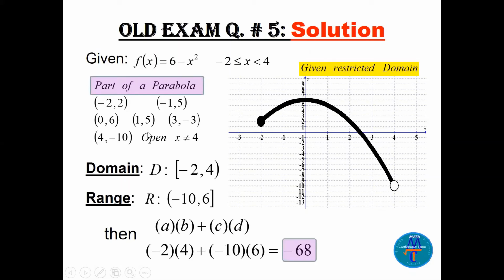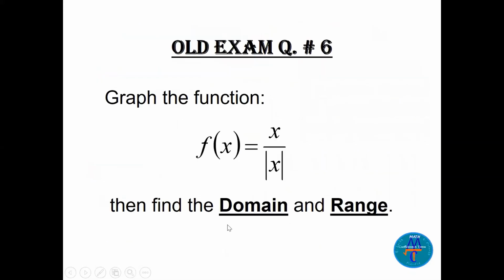See, I take 4, but I make the point open here to know what is the range, what is the y value. So now the range: I told you the domain is minus 2 to 4, the range will be open from minus 10 until the highest is 6. See? Now multiply AB plus CD: minus 8 minus 60. So minus 68.